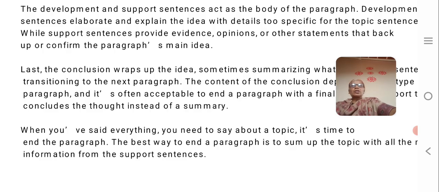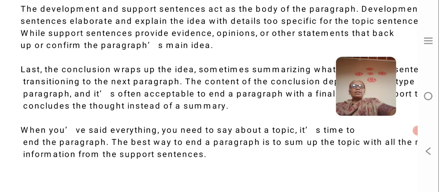Thus, a well-structured paragraph typically consists of three main parts: a topic sentence, supporting sentences, and a concluding sentence. The topic sentence introduces the main idea of the paragraph. Supporting sentences provide details, evidence, or examples to elaborate on the topic sentence. The concluding sentence summarizes the main idea or provides a transition to the next paragraph.